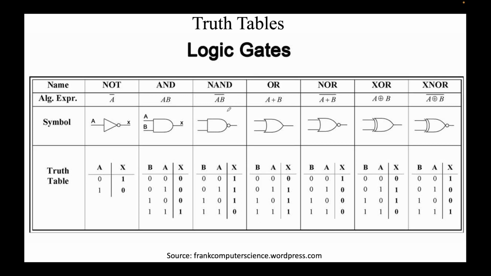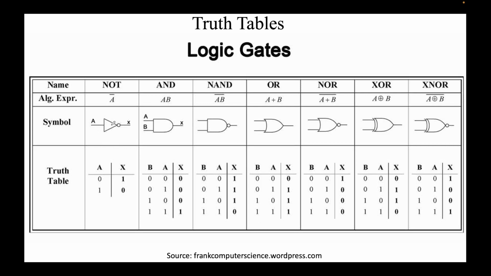This is a table depicting the logic gates. This is the name of the logic gate in the first row, and then we have the algebraic expression. For instance, the NOT gate can be represented where A is the input to the signal, and this bar denotes that this is the expression for the NOT gate. Similarly, the AND gate is A times B. The OR gate is A plus B, and these are the symbols for them.